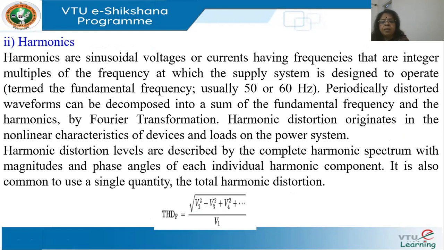This is the first type of waveform distortion. The second type is what are called harmonics. We have discussed this even in some of the earlier sessions. So harmonic is the presence of a multiple of the fundamental frequency or the nominal frequency. So for our power signal, it is 50 hertz or 60 hertz. So any multiple of that is called a harmonic.